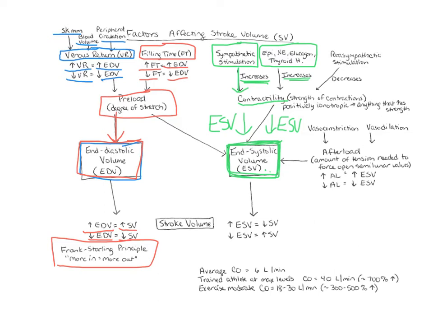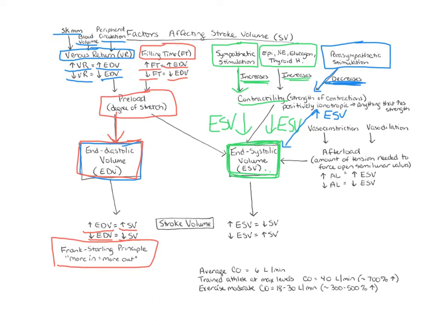Then on the opposite spectrum, we have the parasympathetic stimulation. What does parasympathetic stimulation do to contractility? It decreases it, right? So the parasympathetic nervous system decreases contractility. Now that ventricle isn't contracting as strongly. So what is your end systolic volume going to do? Is it going to be more or less? It's going to be more. The ventricle didn't contract strongly enough to push that blood out, so there's more left over in the ventricle.